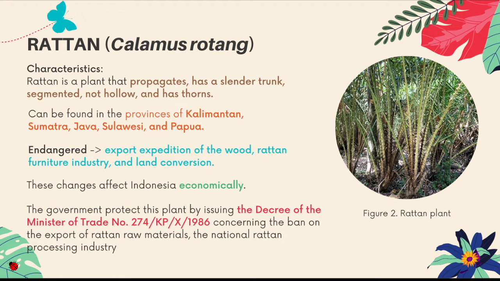Now, we're going to discuss rattan or Calamus rattan. Rattan is a plant that propagates, has a slender trunk, segmented, not hollow, and has thorns. This plant can be found in the provinces of Kalimantan, Sumatra, Java, Sulawesi, and Papua.